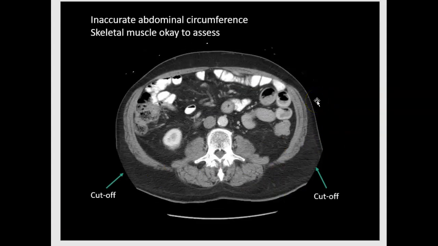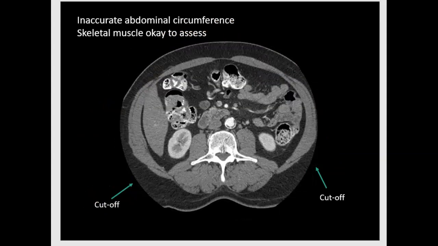The next few slides are going to be examples of images with cutoffs. Again, these are cutoffs on both sides of the image. Inaccurate abdominal circumference, but skeletal muscle is okay to assess. The ImageJ protocol is using differences, and so we're able to generate the skeletal muscle mass from that derivation. However, we wouldn't be able to use this for abdominal circumference.